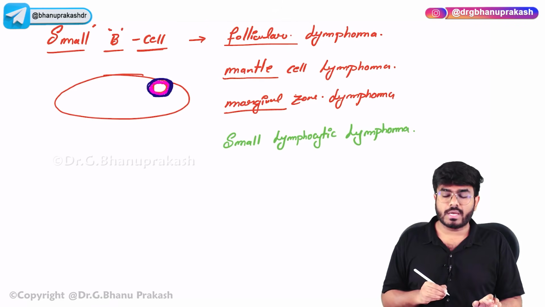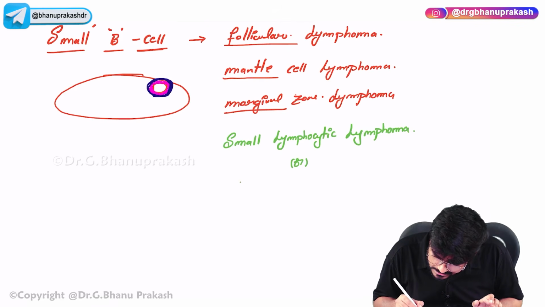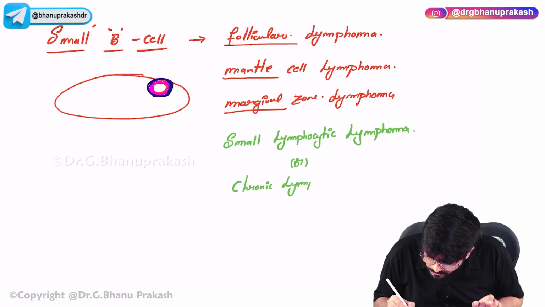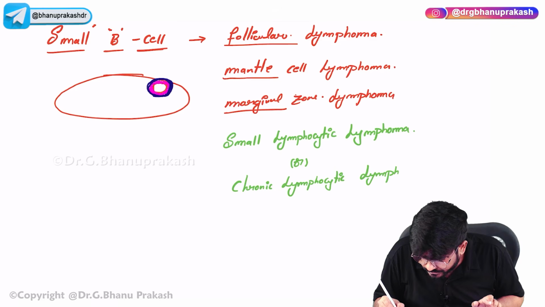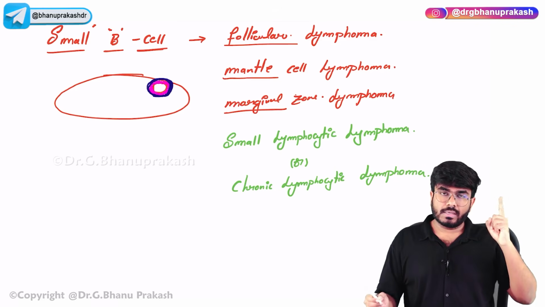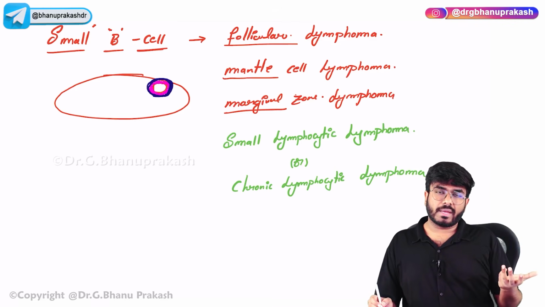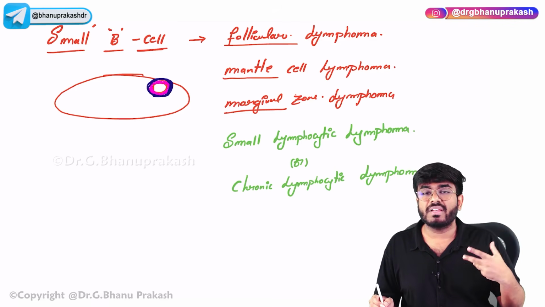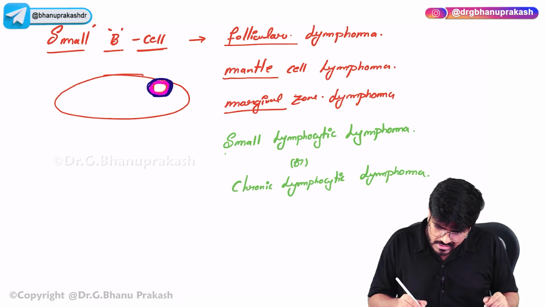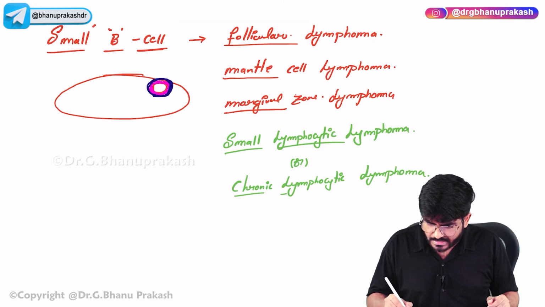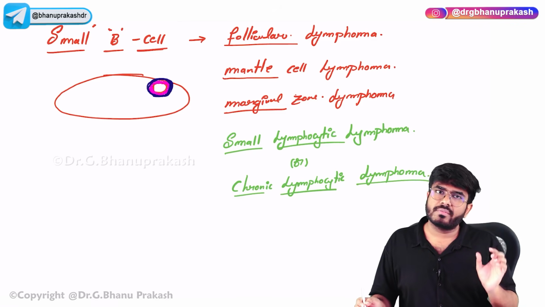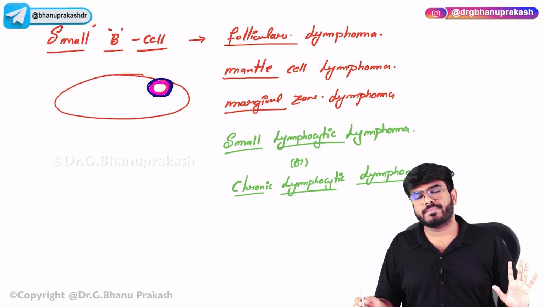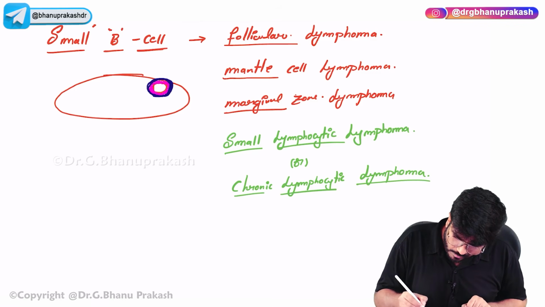Small lymphocytic lymphoma is also called CLL, chronic lymphocytic lymphoma. In the chronic leukemias topic, I have discussed chronic lymphocytic leukemia. It's also a cancer of the B cells. It can form lymphoma in the lymph nodes. So just keep this point in mind. SLL or CLL is also a type of non-Hodgkin's lymphoma where the neoplastic cells are small in size. So small B cell lymphomas are completed.